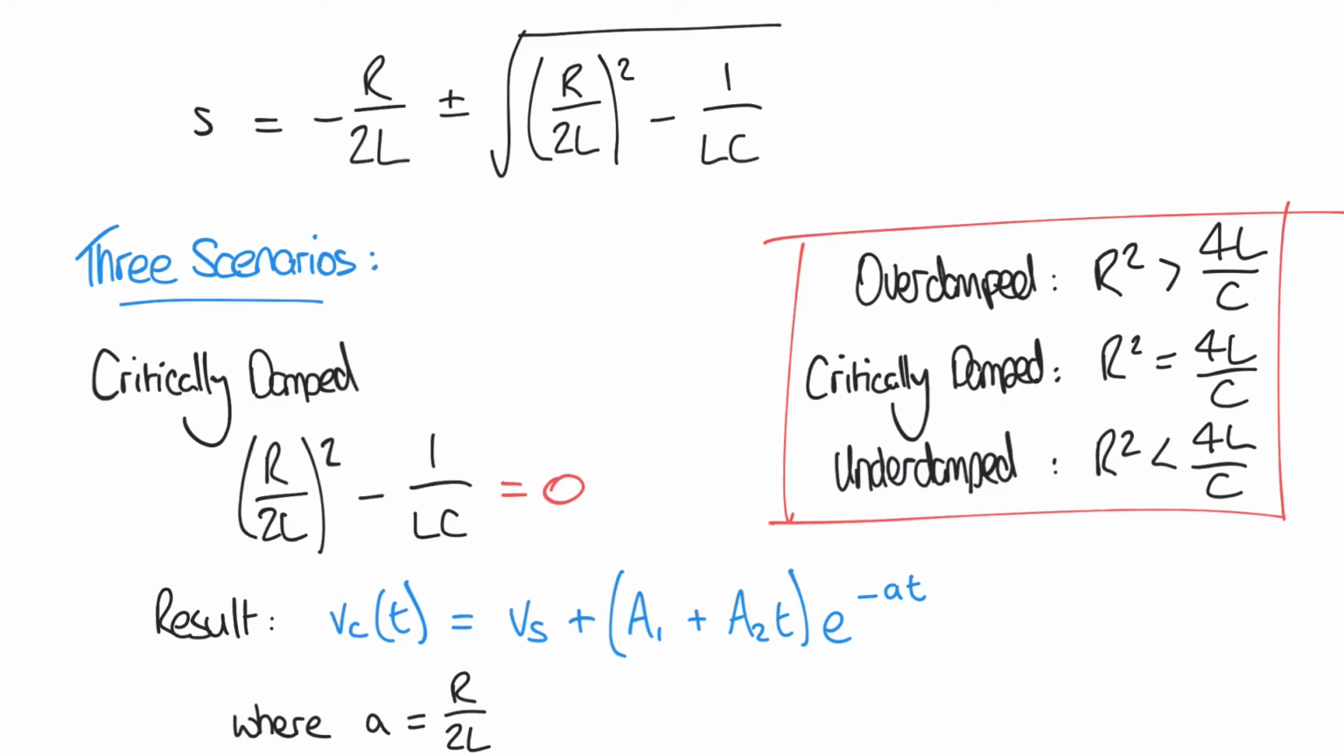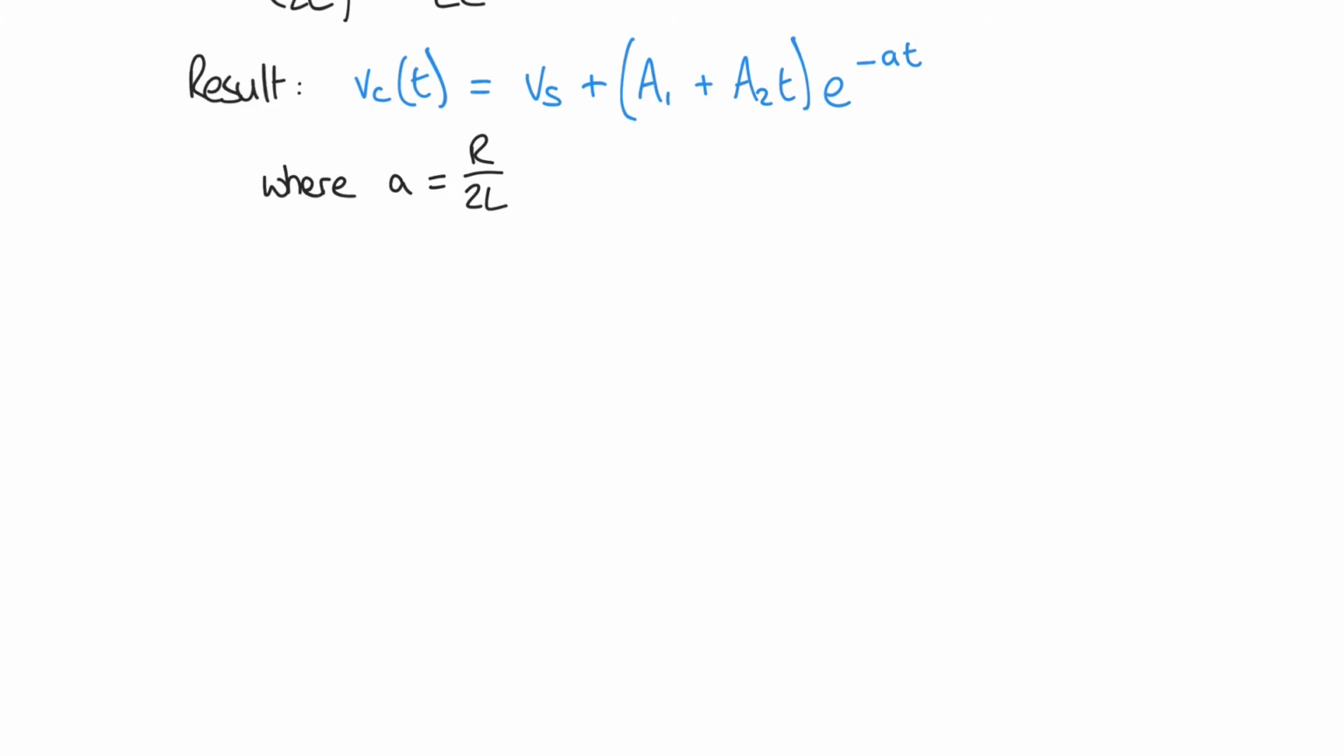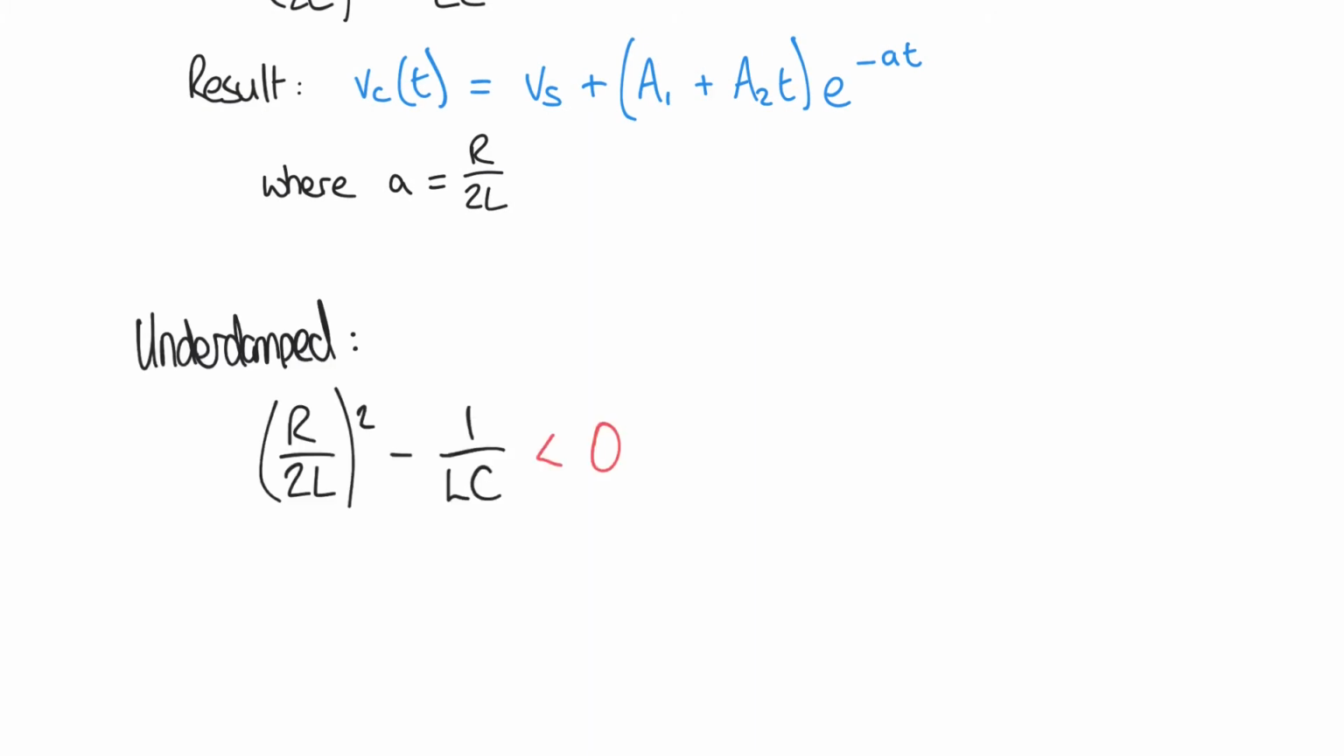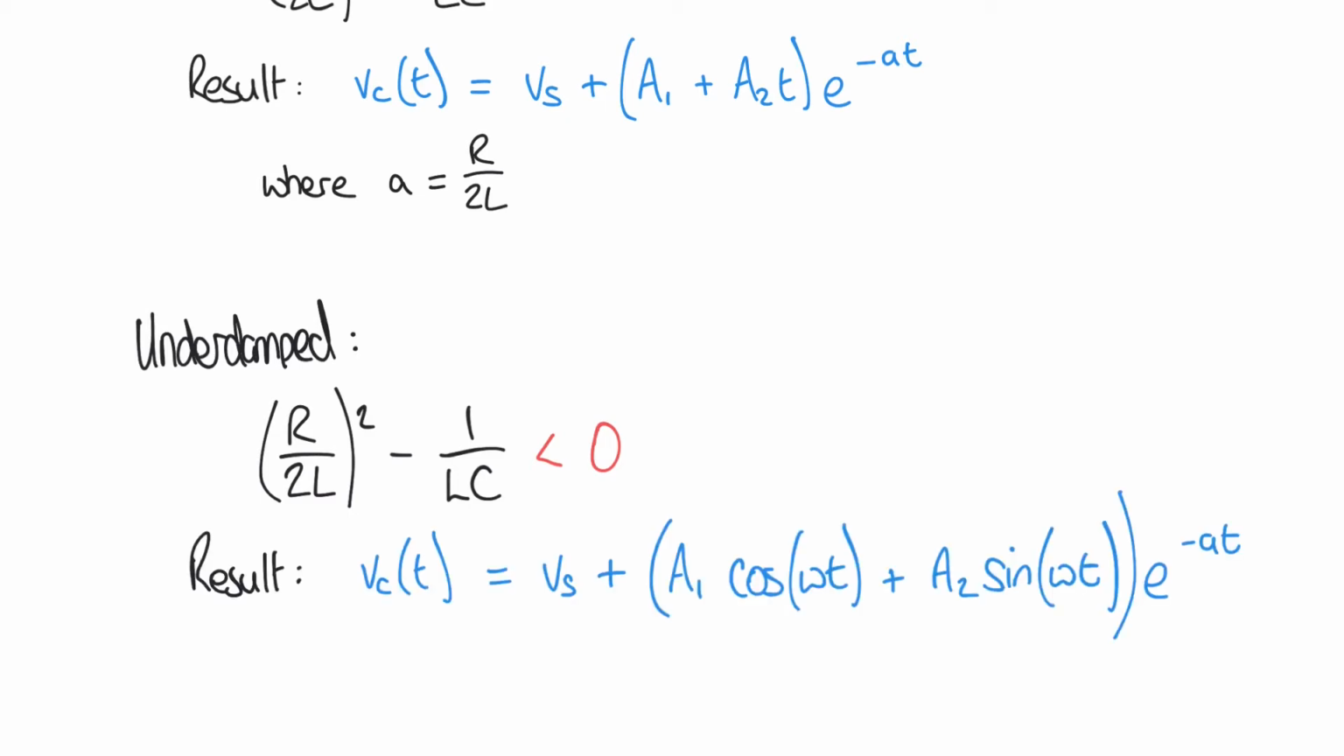If the circuit is underdamped, the value of the discriminant, and again the discriminant doesn't include the square root itself, it's just the bit that's under the square root, R over 2L squared minus 1 over LC. If the circuit's underdamped, that discriminant is going to be less than 0. If this is the case, the result is going to take this form.